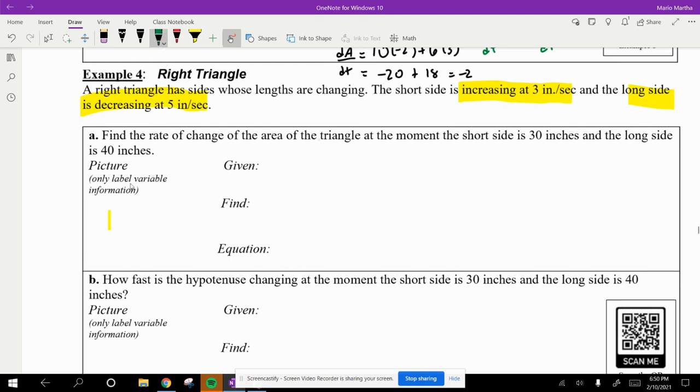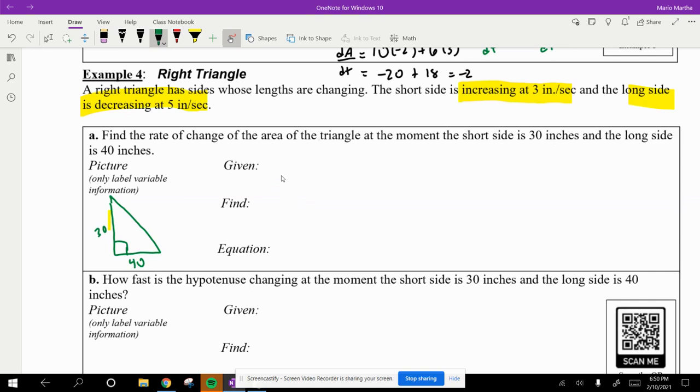So, again, this is a right triangle, so we've got to make sure that we're making a drawing for a right triangle, right? And then again, they're saying the short side and the long side. They're not saying the hypotenuse, so be careful, right? So here we've got 30, and then down here we have 40. And then it says find the rate of change of the area of the triangle at the moment the short side is 30 inches and the long side is 40 inches.